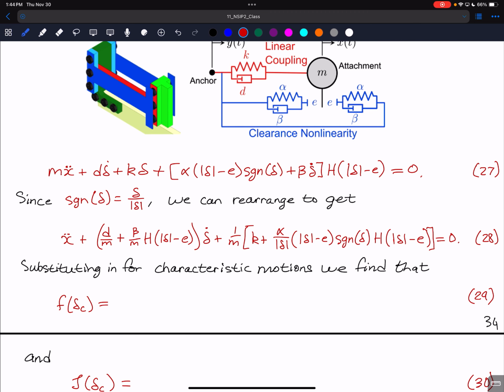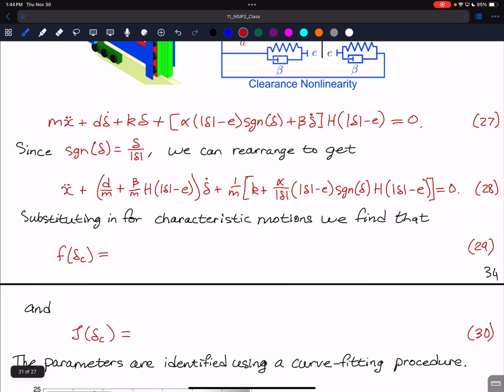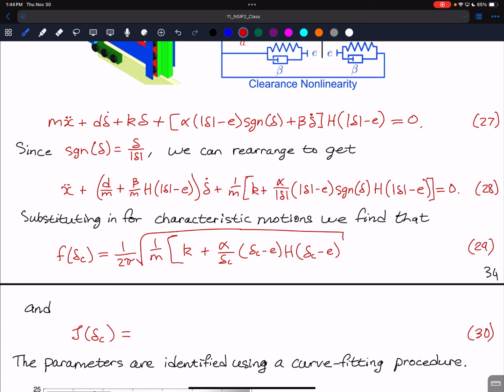And then making the substitutions for the characteristic motions, we'll find that f of delta c is equal to 2 pi times the square root of 1 over m times the quantity k plus alpha divided by delta c, times the quantity delta c minus e times the Heaviside function of delta c minus e. We can divide here by that delta c because it's always going to be positive, it's never going to be 0, by definition.